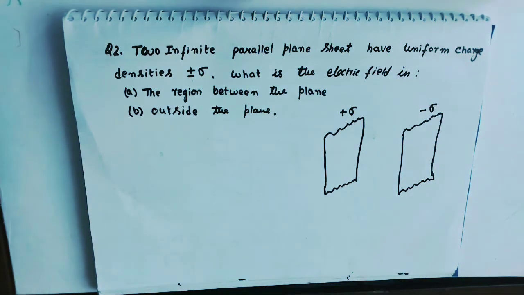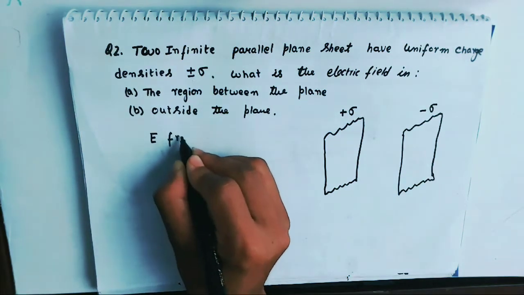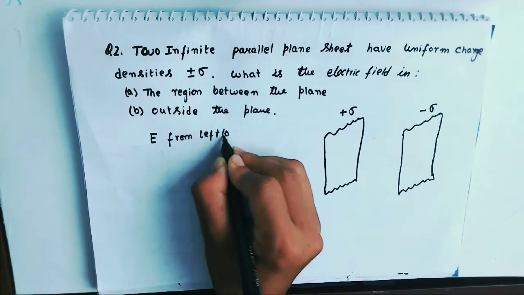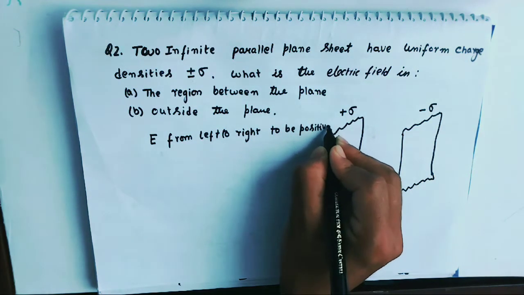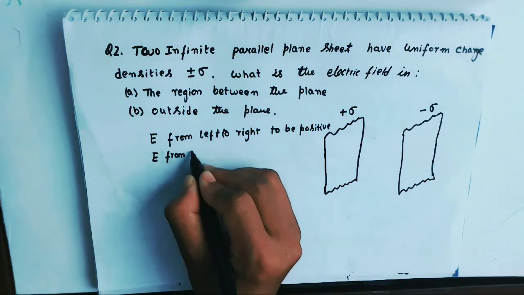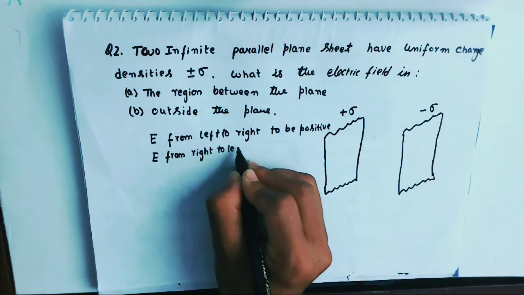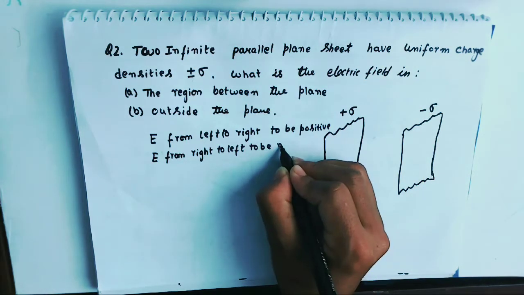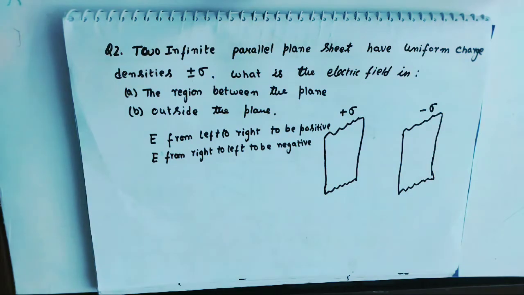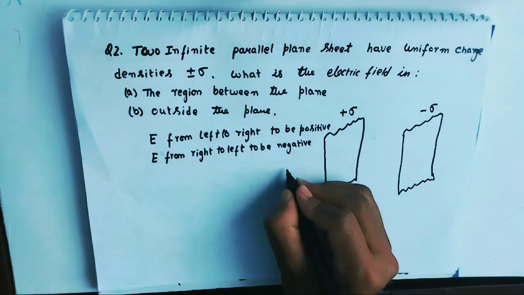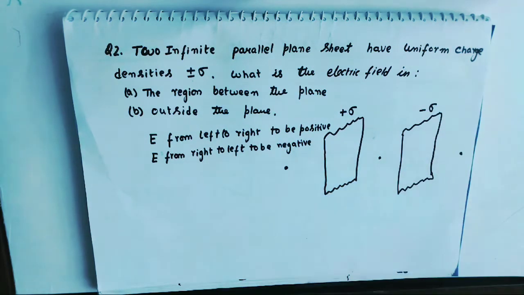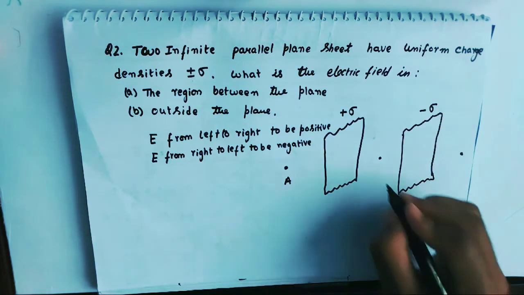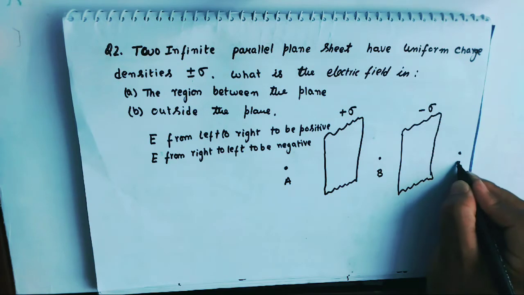So first of all, let us assign the electric field from left to right to be positive, and the electric field from right to left to be negative. So now we have three regions. One is this, it is outside the sheet. This is also outside the sheet, and this point is in between these two sheets. Let me mark this one as capital A, this one as capital B, and this one as capital C.